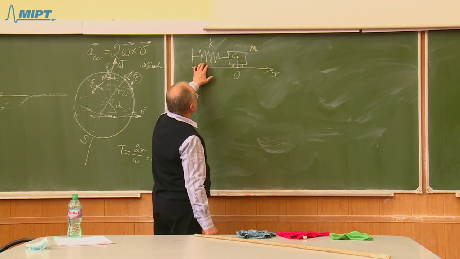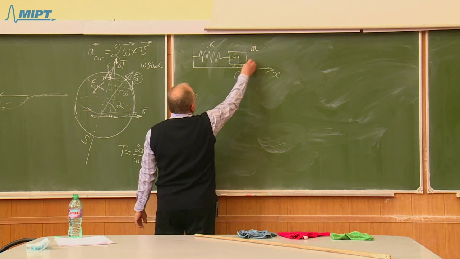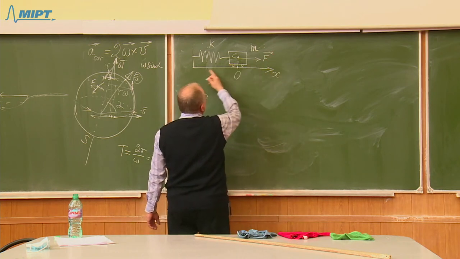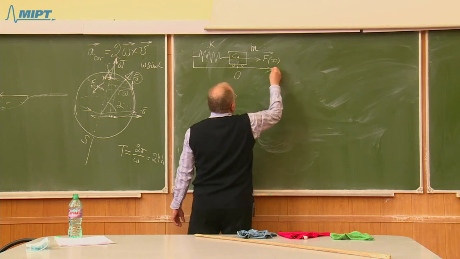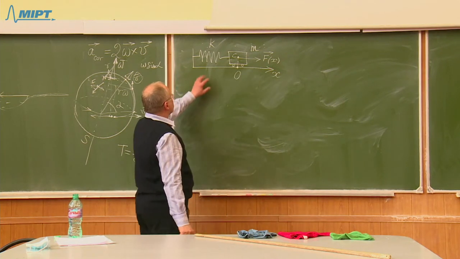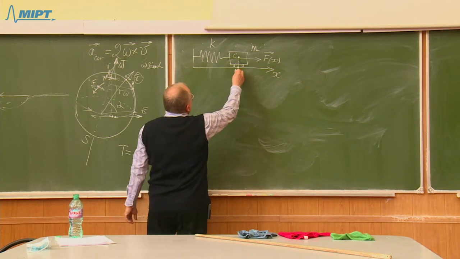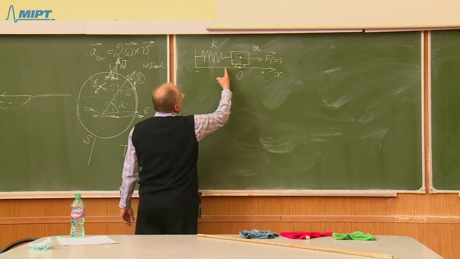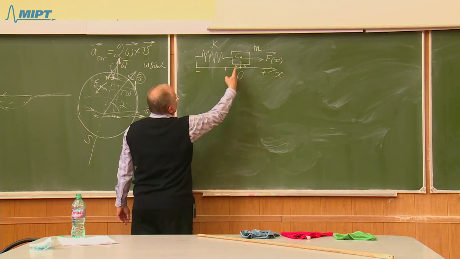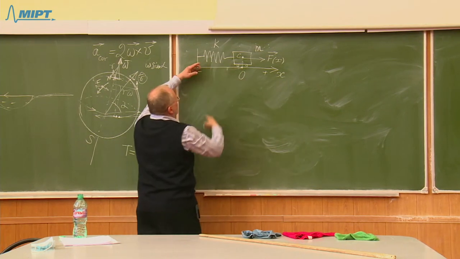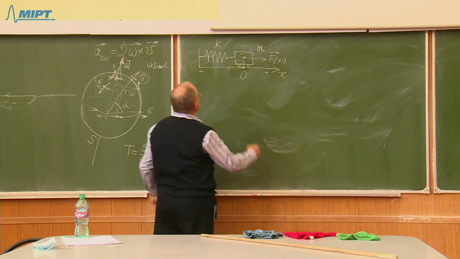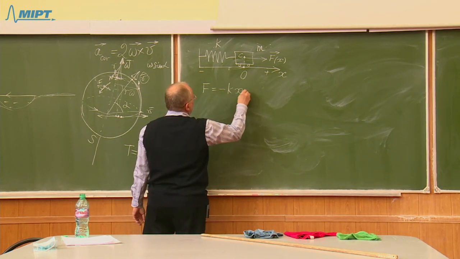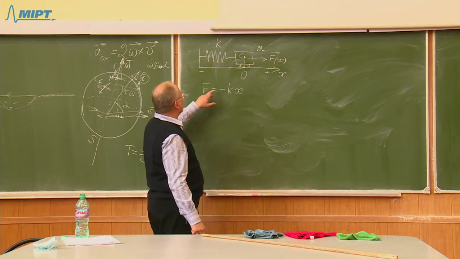But if the spring is somehow deformed, then the force will act from the spring on the body. The force will depend on the deflection of the body, that is, on the coordinate x. If the spring, for example, is compressed, then the deflection will be negative, because x is positive in this direction and x is negative here. The displacement of the body will be negative from its zero position. And in this case, the compressed spring will act with a force directed in the positive direction. Therefore, the force is always minus kx. If x is negative, then the force is positive.